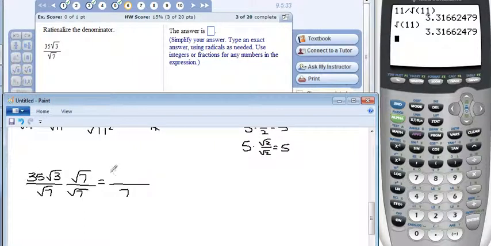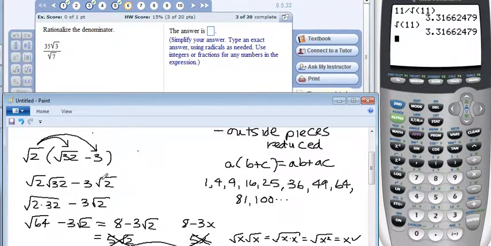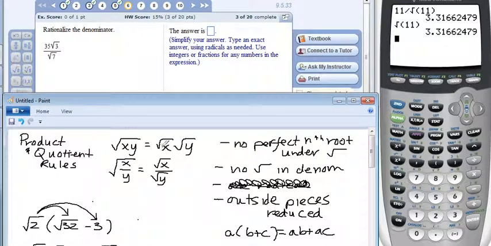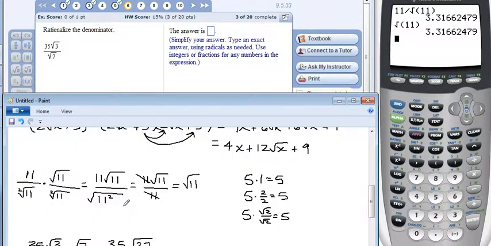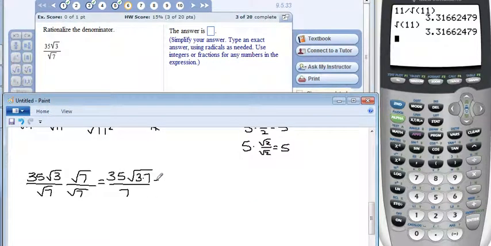And here I have 35, and I have 3 times 7. I can combine these with, let me find it, this, my product rule. Good. So I have 35 times the square root of 21 over 7.